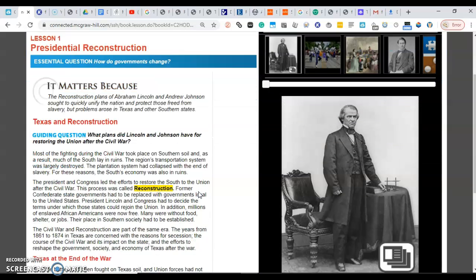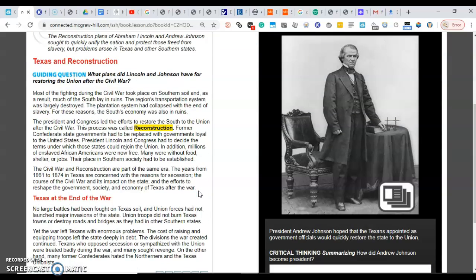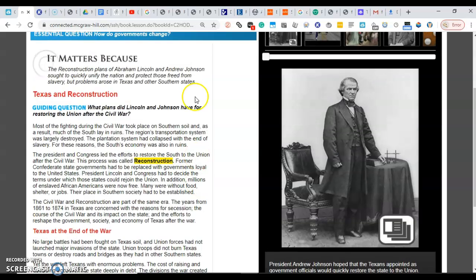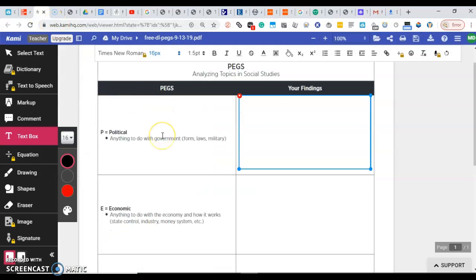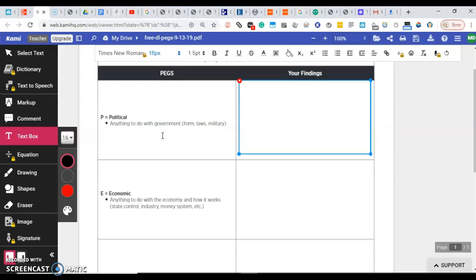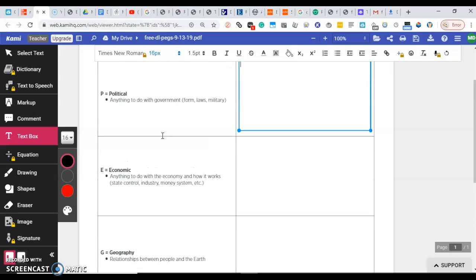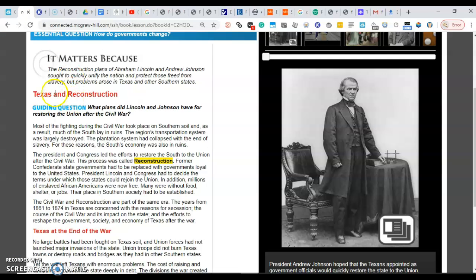So let's get our hands a little dirty and figure out how to use this new chart. Alright, so the first one, and now as we read, we're not going to be looking for only one thing at a time. We're going to try and keep an eye out for each of these ideas, P, E, G, and S, all at the same time while we're reading. So I'm going to read to you the first paragraph, and let's see if we can pull out some of these things. Alright, so Texas and Reconstruction.